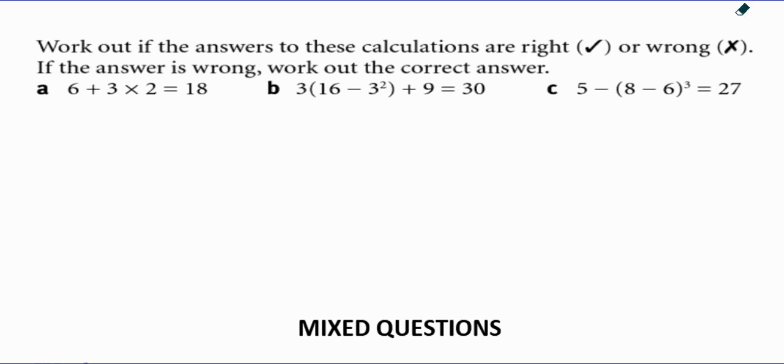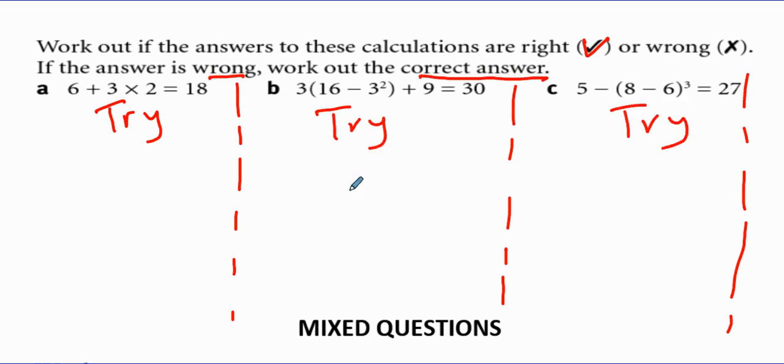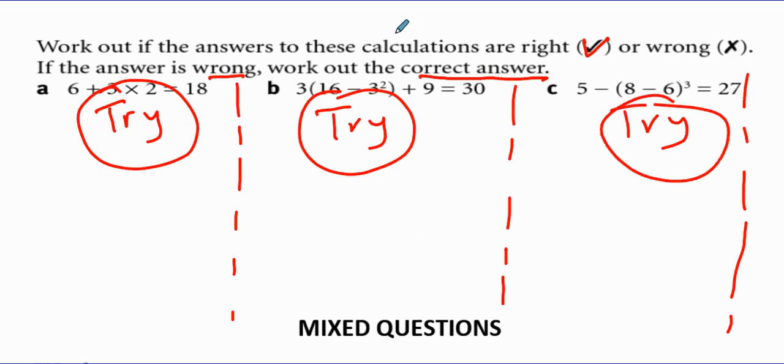Okay, now the question here is: work out if the answers to these calculations are right or wrong. If the answer is wrong, work out the correct answer. So with what I have just talked to you about, the BODMAS and the BEDMAS, I guess now I can ask you to simply try that. And also try all these questions. If you fail to get correct answers, please drop me a message.